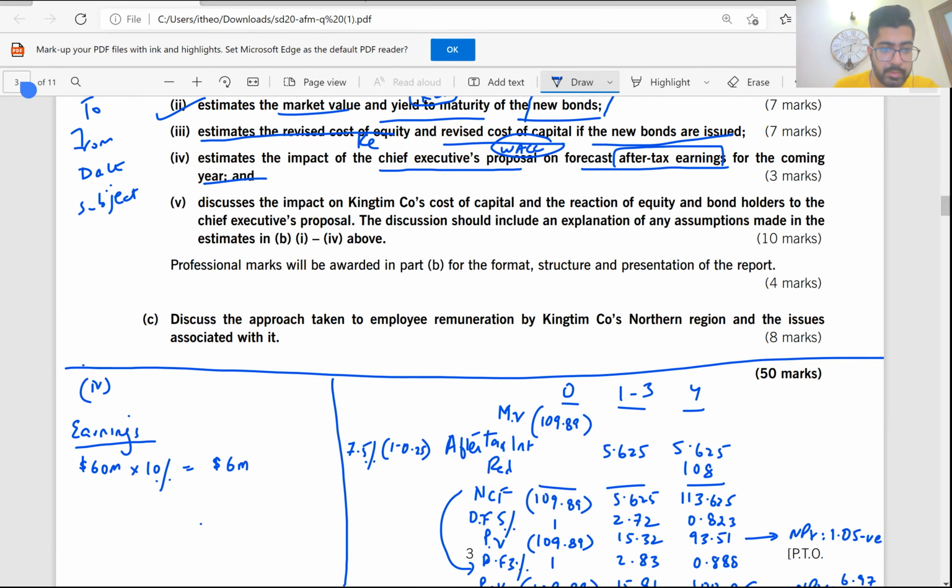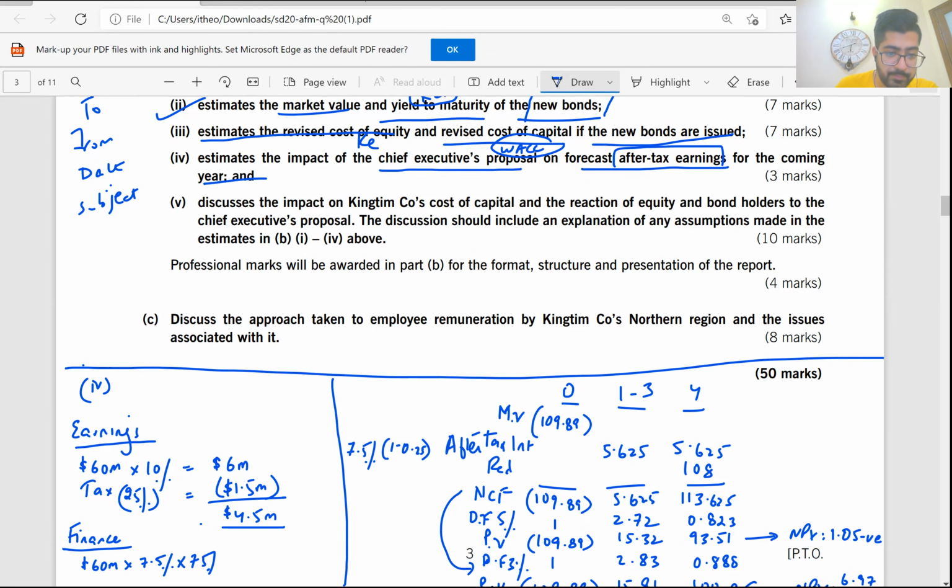$6 million. Okay. Tax will be paid at 25%, 1.5 million. So it will give a post-tax return of 4.5 million. Okay, but this 60 million is not with the company. It will be financed by debt. So on this 60 million, we have to pay 7.5% interest as well. Okay, but this interest cost will also be after tax, after 25% tax.